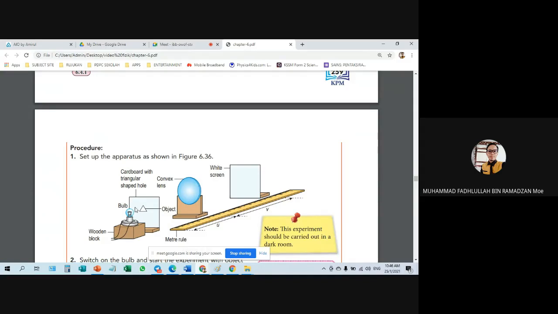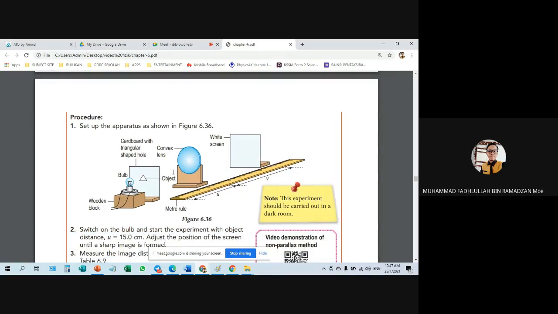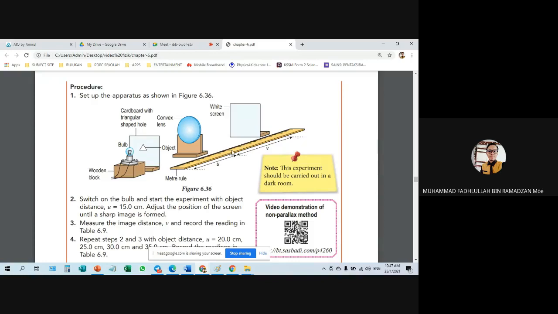And then we have a cardboard with a small triangular shape. Okay, kita tak nak ada ganggu yang lain-lain sebab kita nak fokus pada dia punya cahaya dekat sini, dekat bulb tu. And then we have a white screen and a meter rule. So dekat sini yang penting, paling penting ni kena ada adalah white screen sebab kita nak tengok yang sharp tu dekat mana. Okay, and then you must put the meter ruler ni lah. Sebab kalau yang ni tak ada, eksperimen tu tadi tak boleh nak dijalankan.